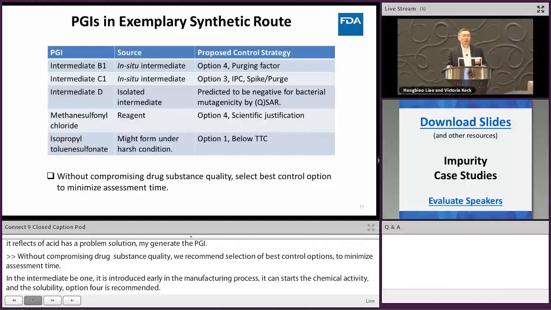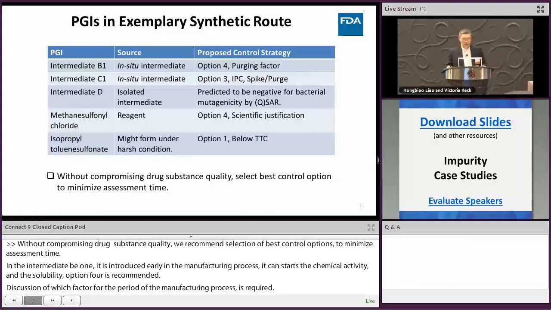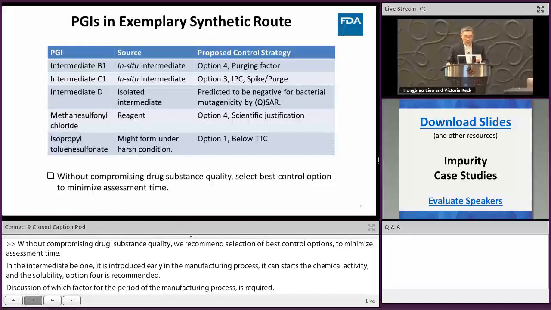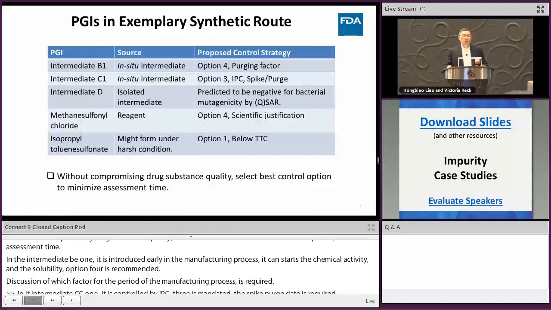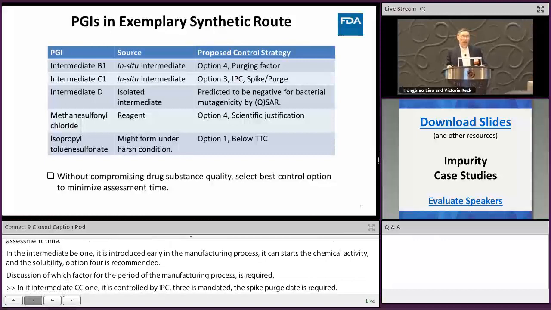Intermediate C1 is controlled by IPC. Option 3 is recommended. Spike purge batch data are required. Intermediate D has an alerting functional group of epoxide. The epoxide ring has 3 substituent groups and the reactivity is very low.